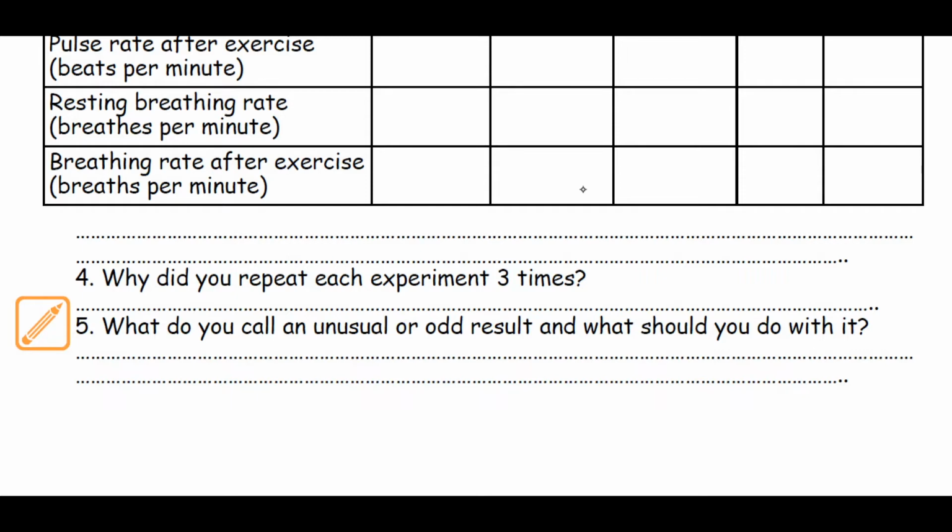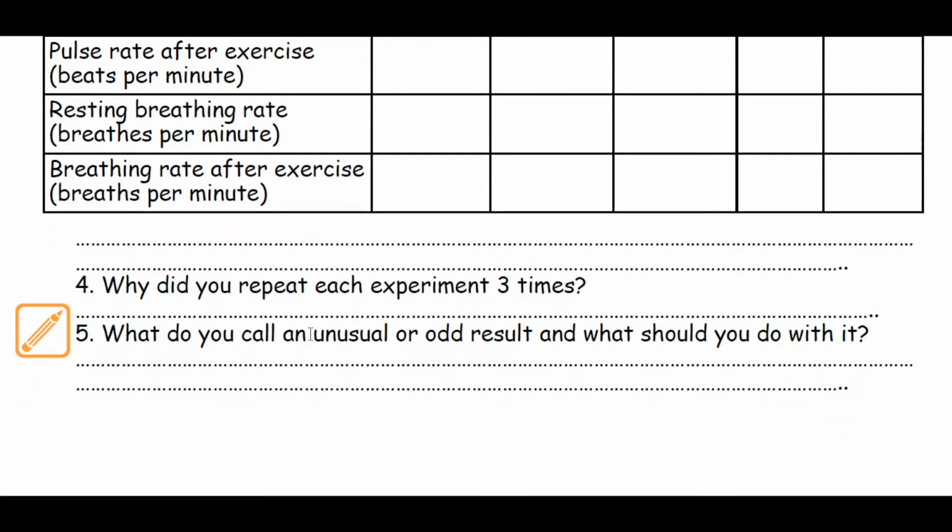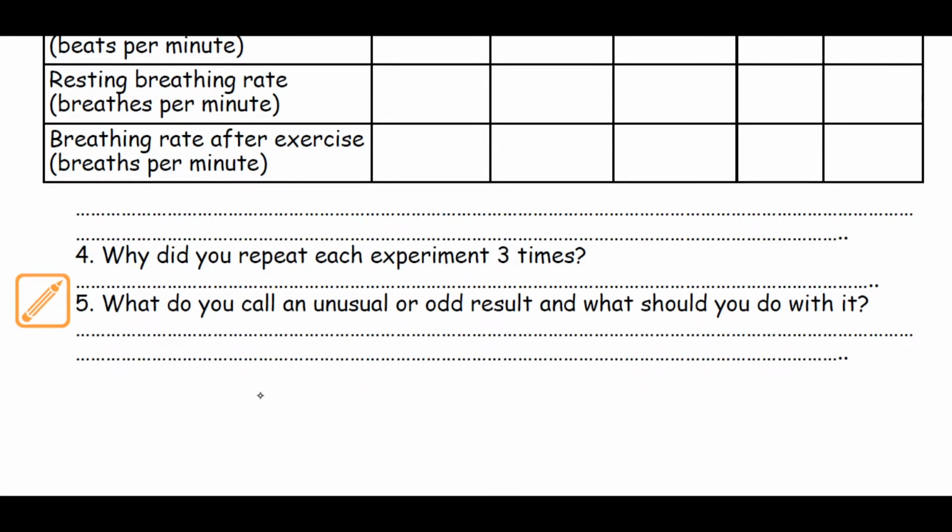What do we call an odd or unusual result that's perhaps too high or too low? We call it an anomaly. So we spell anomaly, A-N-O-M-A-L-Y. And what should we do with anomalous results? We ignore them when calculating our average. If we can, we repeat that experiment again to get a third result. If not, we would take the average perhaps of the 2 bits of data.